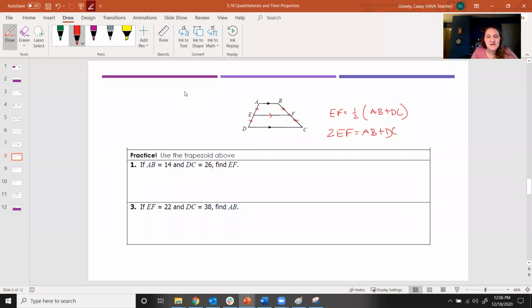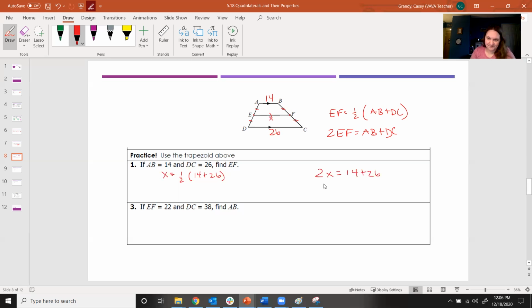So if AB equals 14, I'm just going to go ahead and put 14 up here, and DC is 26, let's find EF. If you don't like working with EF as 2 letters, go ahead and give it a variable. How about X? So to find X, the midsegment is half of the bases added together. Or you can set it up the second way: 2x equals 14 plus 26. Both ways work.